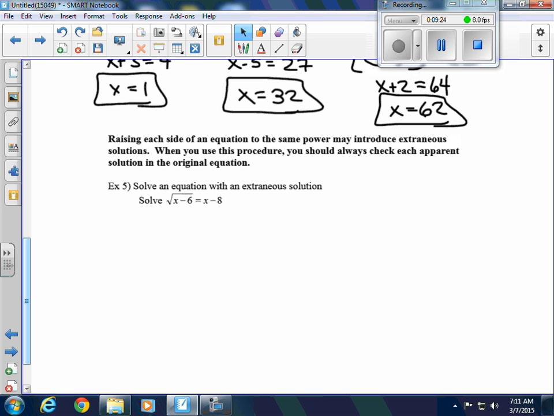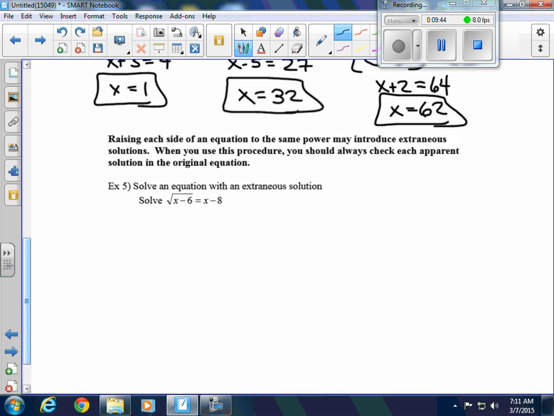So now we're going to start seeing some that are solutions to the answer that we get, but are not really answers to the original equation. So it's an extraneous solution. It's an extra. It's not really a solution to the problem, but we get it as an answer because of the way that we have to do the problem. So let's look at example 5.